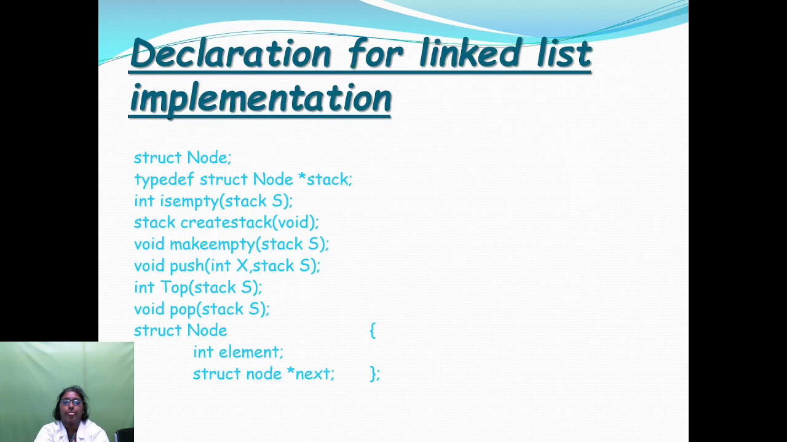So this is a program for the linked list implementation. We are going to use a structure for this. First we use a pointer, struct node star stack. Then we check whether it is empty or not using that declaration. Then we create a stack and make it empty, and these are the various function declarations we are going to use. The structure node actually consists of an element and a next node pointer.